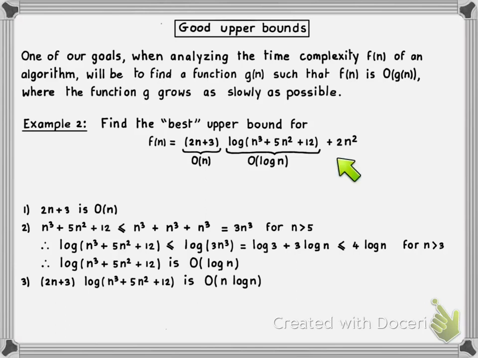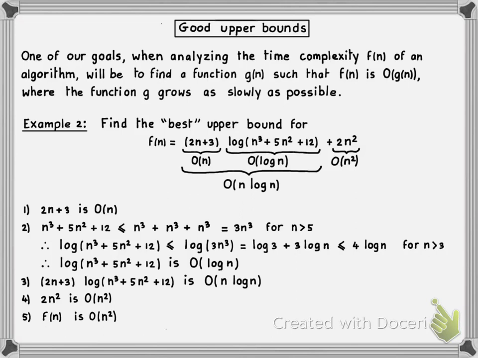Now we can turn our attention to the second term in the addition. 2n squared is a polynomial function of degree 2, so it's therefore upper bounded by n squared, or it's big O of n squared. And finally, we can use the theorem about the addition of functions to infer that f of n then is big O of the maximum of this function and that one. Again, n squared is going to dominate n log n, and therefore f of n is big O of n squared.